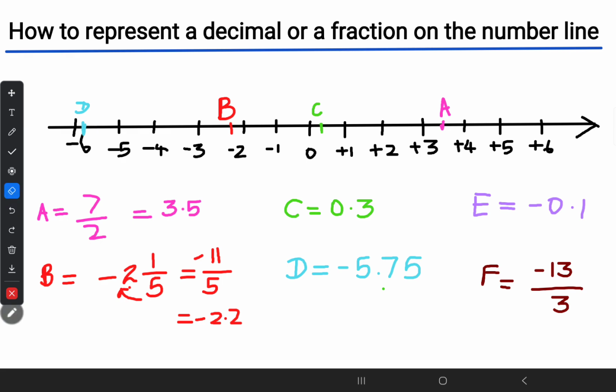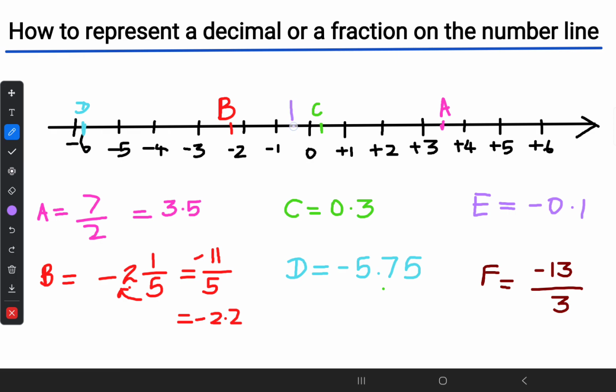Why is this breaching the limit of negative 5.5? Because it is having negative 5.75. That's why this is breaching the limit of negative 5.5. And next one, negative 0.1. That means in between 0 to 1, negative 0.1.